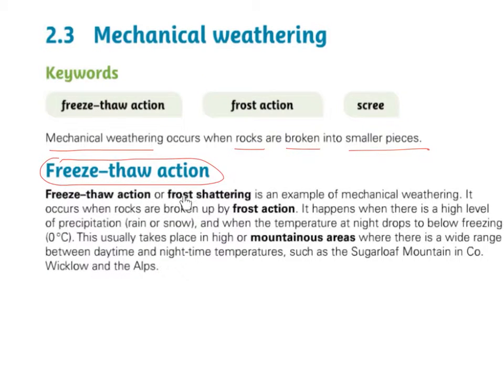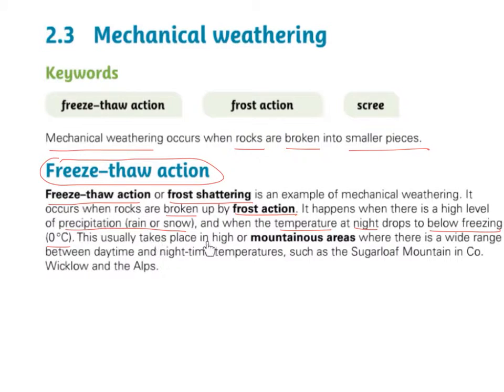Freeze-thaw action, or frost shattering, is an example of mechanical weathering. It occurs when rocks are broken up by frost action. It happens when there is a high level of precipitation. So precipitation means rain or snowfall. And when the temperature at night drops to below freezing, so 0 degrees Celsius.